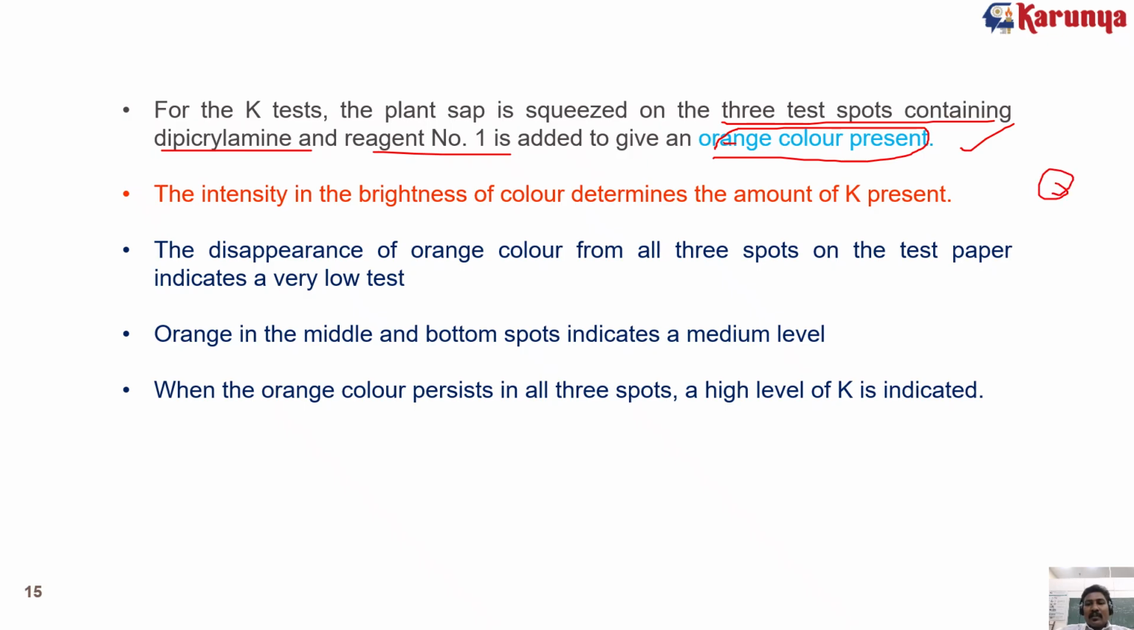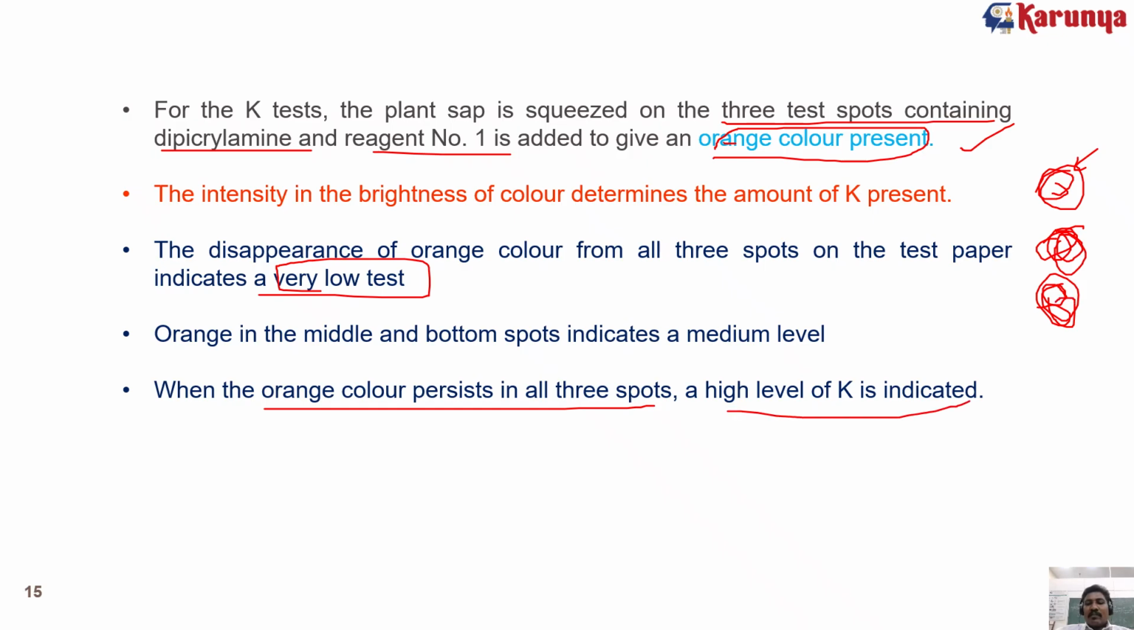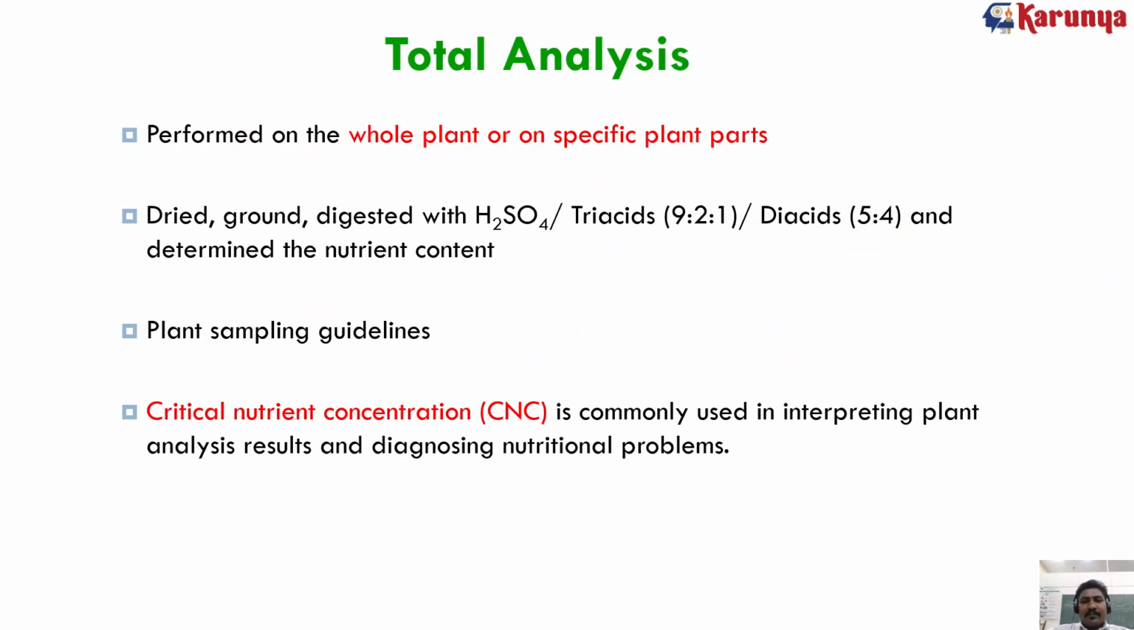So 3 spots are there. If the orange color appears after adding dipicrylamine and reagent number 1, when you are squeezing the plant sample, and if the orange color disappears, it is a very low amount of potassium. Orange in the middle and bottom spots alone indicates medium potassium. When the orange color persists in all 3 spots, first one, middle one, and bottom one, the potassium level is high and sufficient. So when you are squeezing your plant sample, the orange color spots should not disappear.